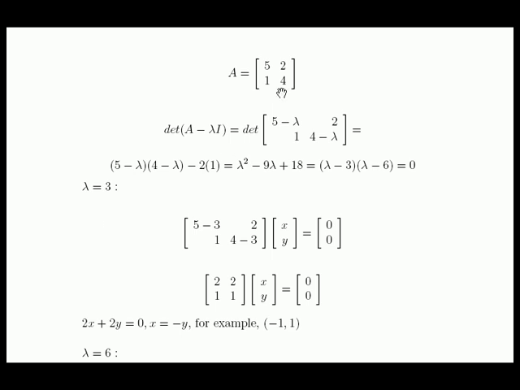First example, the matrix is this. So we find the eigenvalues: we subtract lambda from the diagonal, take the determinant, 5 minus lambda times 4 minus lambda minus 2 times 1, simplify that, and we can factor it.